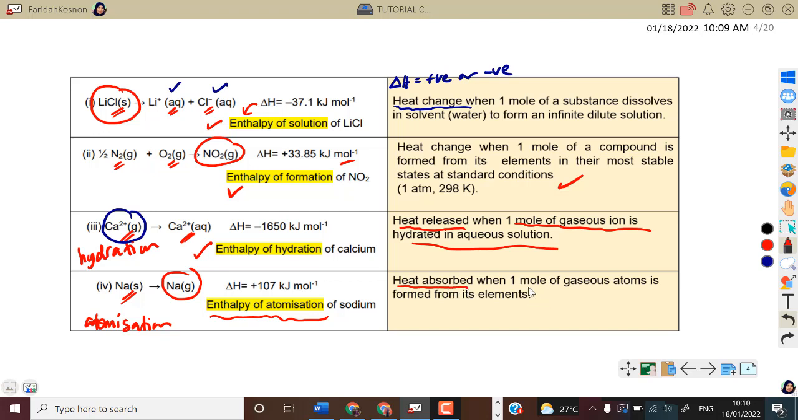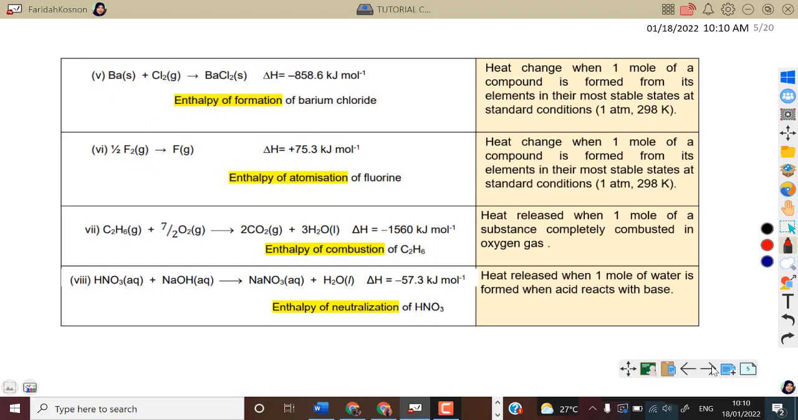Okay, when 1 mole of gaseous atom is formed from its element. So that's why you nampak kat sini delta H positif dan 1 mole itu merujuk kepada sodium gaseous atom ini. Alright, yang saya bulatkan tu. Okay, so kita dah settle 4 enthalpies daripada soalan ini. Jadi kita sambung. Alright, next.